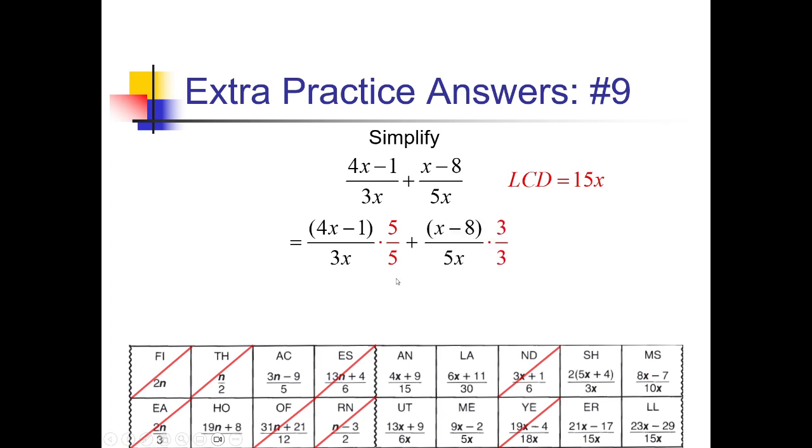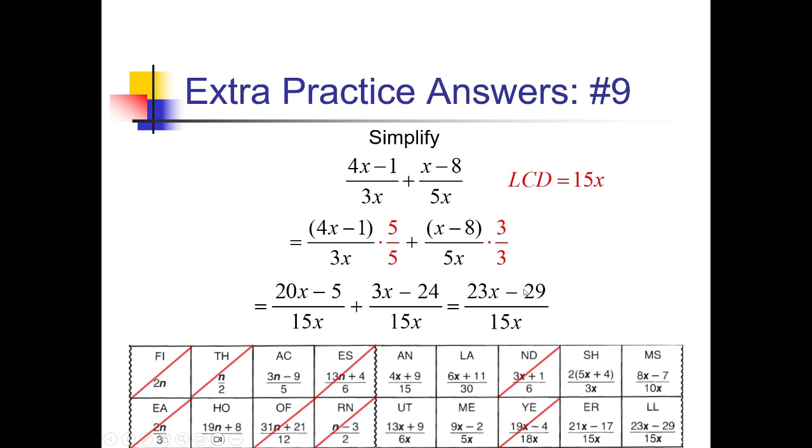All right, distributing that out, we have 5 times this numerator here. That's going to be 20x minus 5, all over 15x. And then over here we have 3 times x minus, this will be 24 if I multiply those, all over 15x. Adding these together, we have 15x for my common denominator. And then for the x's in the numerator, 20x and 3x adds up to 23x. Negative 5 added to negative 24, that's negative 29.